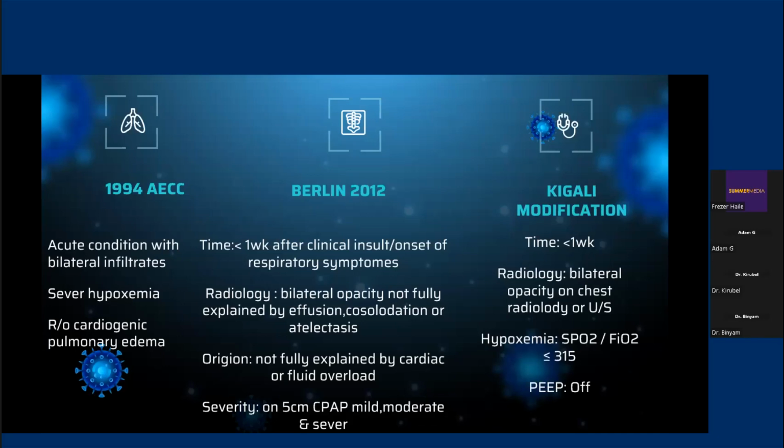On top of that, they used a hypoxemia SpO2 to FiO2 ratio of less than or equal to 315, because you will not have ABG, so the SpO2 to FiO2 ratio will be very important. They also removed the PEEP requirement from Berlin, because physiologically a person has 3 to 5 of PEEP, so that was added as a consideration in the modification. So they used this definition.